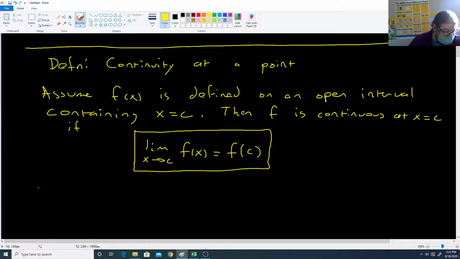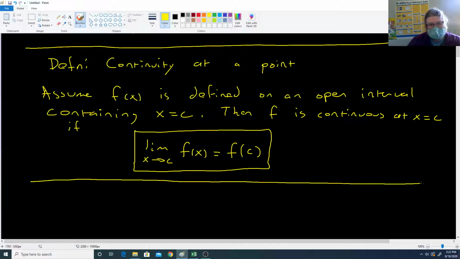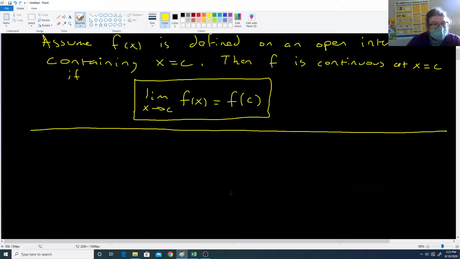So if the limit does not exist, or if it exists but is not equal to f of c, we say f has a discontinuity or is discontinuous at x equals c. So if the function is not continuous at a point, we would say it's discontinuous, or that there's a discontinuity. Couple things to note. A function can be continuous at some points and discontinuous at others.